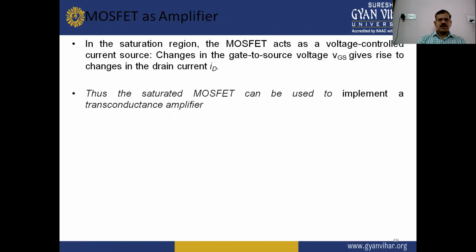So in the saturation region, the MOSFET acts as a voltage controlled current source. Changes in the gate to source voltage VGS give rise to changes in the drain current ID. Thus the saturated MOSFET can be used to implement a transconductance amplifier.